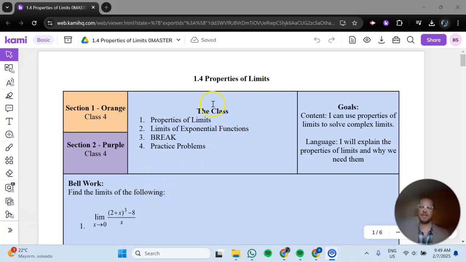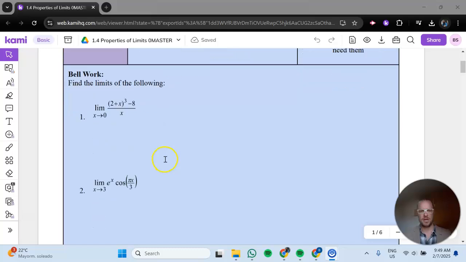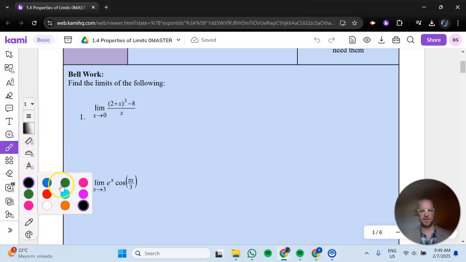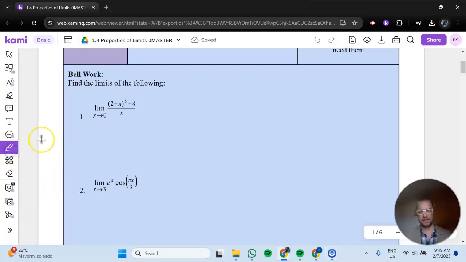All right, guys, our fourth lesson's here. We're going to look at the properties of the limits that we've been learning about. Okay, so this first one here, our bell work. Obviously, if you haven't done it, pause the video, go give it a try. And if you have done it, then let's see if you did it correctly, all right? And we'll take a look at it here together.